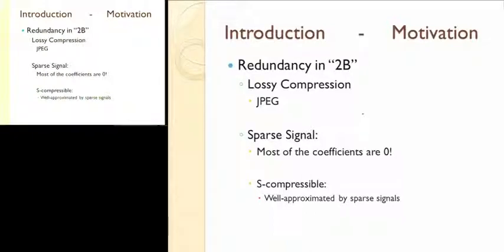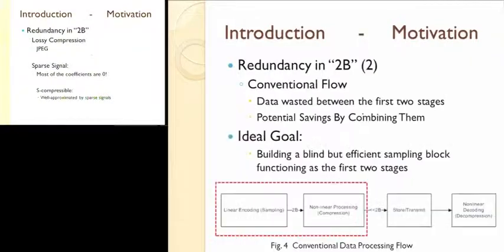So we actually throw away a lot of not necessarily useful data after we get the digitized vector. Also, some signals are intrinsically sparse, which means most of the data we actually sampled are 0. And there are also compressible signals, which are very well approximated by sparse signals.